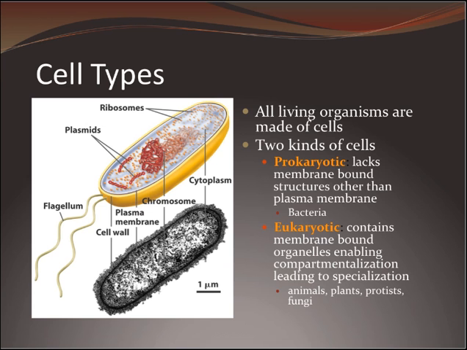Eukaryotic cells, on the other hand, contain membrane-bound organelles which enable what is known as compartmentalization, and this leads to specialization in functions within those various organelle structures. Examples of eukaryotic cells would be those found in animals, plants, protists, and fungi.